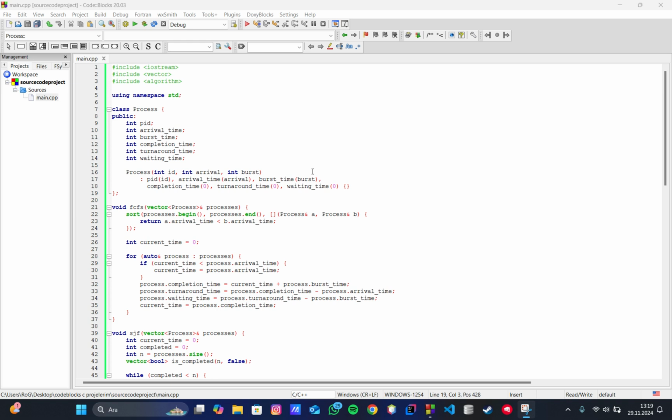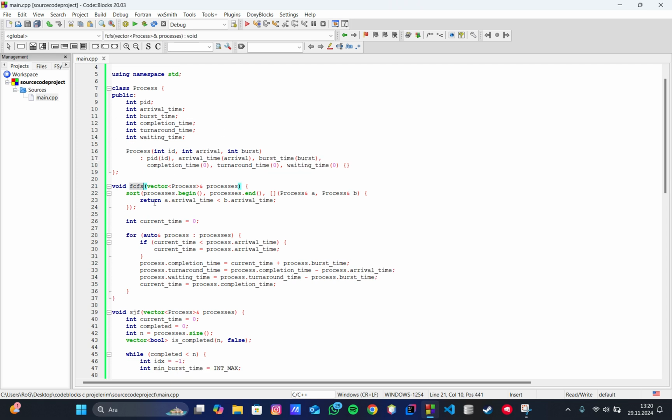The structure of the project comes with four parts, which are inputs, scheduling algorithms, calculations, and Gantt chart. Inputs are defined here, like process ID, arrival time, and burst time. And second, there are scheduling algorithms, which are defined here. First come, first served, which means the first process that arrives will be executed first, and shortest job first, which means the process with the shortest burst time will be executed first.